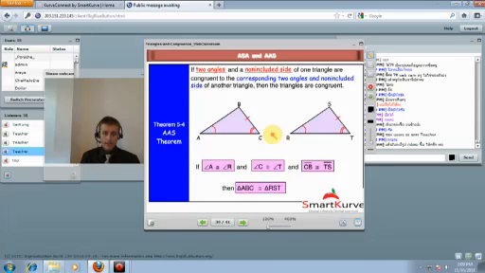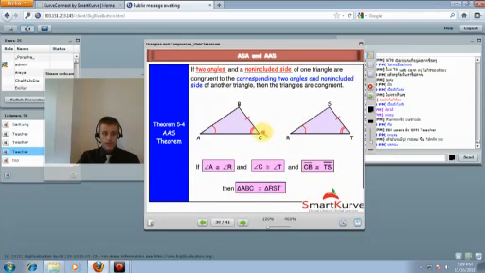Here's an example of that. We see that angle A and angle R are congruent. They equal each other. We see that angle C and angle T are congruent, and we see that side BC equals side ST. They are congruent. Therefore, we can tell that triangle ABC equals triangle RST.